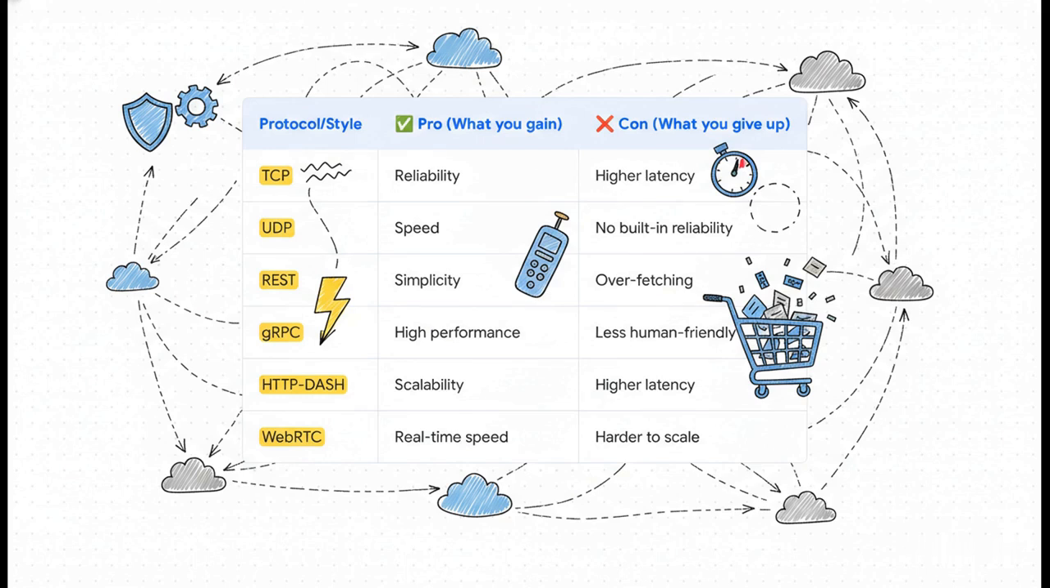Want a simple, universal way for apps to talk? REST is great for that, but you might end up fetching more data than you need. You see the pattern here? There is no single best protocol. It's always about picking the right tool for the job you're trying to do.